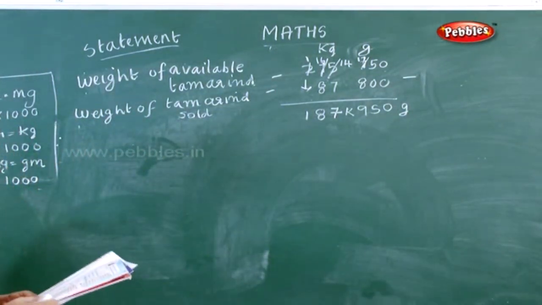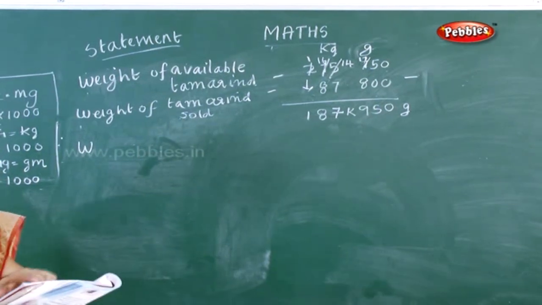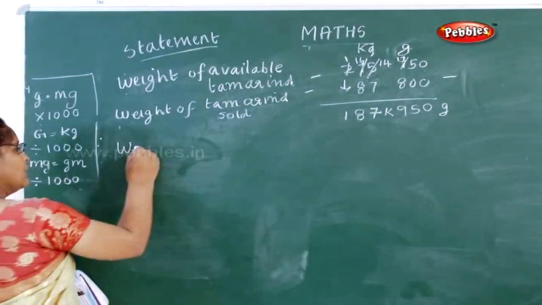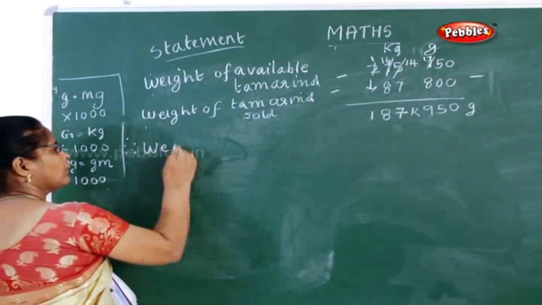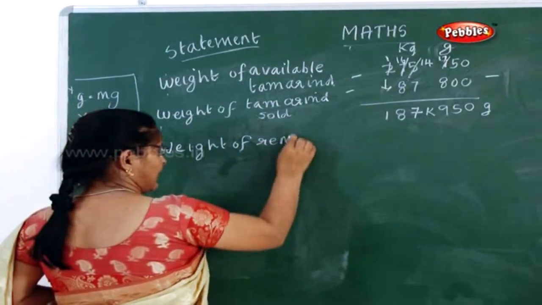So how will you write here? You have to write. Now what is the question they have given? Find the weight of the remaining tamarind. So immediately, therefore, weight of remaining tamarind.